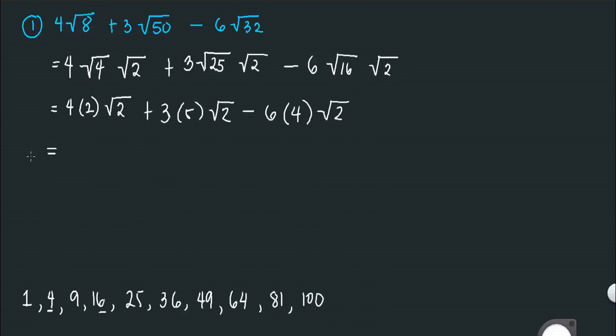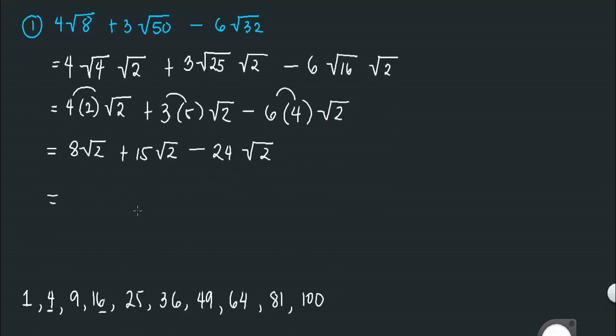Okay, so ngayon, pagsasama-samahin na natin yung mga nasa labas ng bahay. Okay? At kung meron man sa loob, pagsamahin din natin kung pwede. No? 4 times 2, yan, nasa labas sila. So that is 8 square root of 2. 3 times 5, that is 15 square root of 2. 6 times 4 is 24 square root of 2. Ano yung common sa kanilang tatlo? So, ang common sa kanilang tatlo, lahat sila ay may square root of 2.